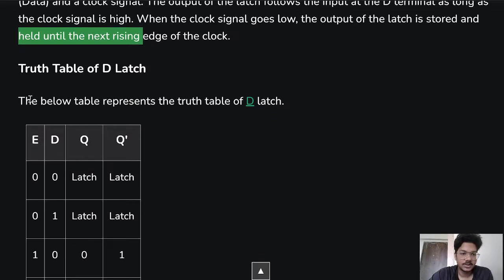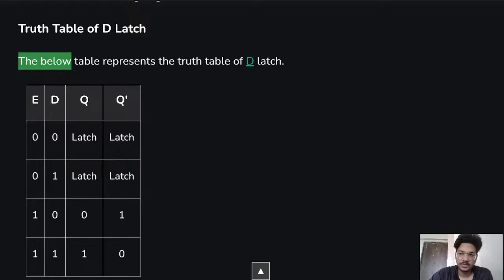Truth table of the D latch, in the below representation of the truth table of the latch. In which enable is given and the data is given. In 00 and 01 there is no change in the output, but in 10 it gives 01 and in 11 it gives 10.